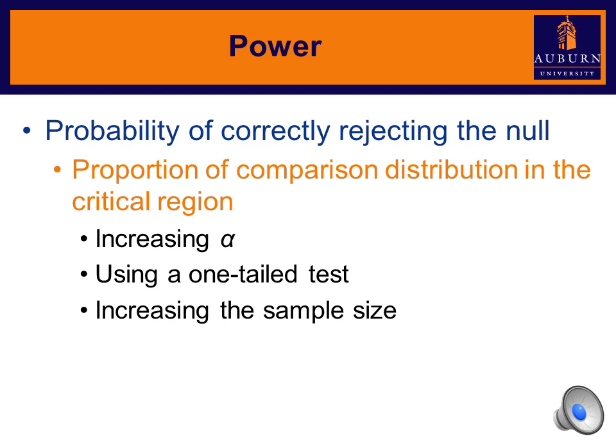So we want to reject the null hypothesis. We want to increase the probability of correctly rejecting that null hypothesis. And so we call that power. The more power I have, the more likely I am to correctly reject the null. So the proportion of the comparison distribution that's in the critical region is what power represents.